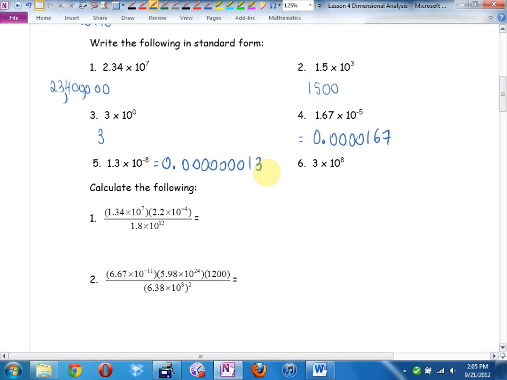Number 6. 3 times 10 to the 8th. 3. 1, 2, 3, 4, 5, 6, 7, 8. For those of you who are wondering, 3 times 10 to the 8th, that's the speed of light in meters per second.